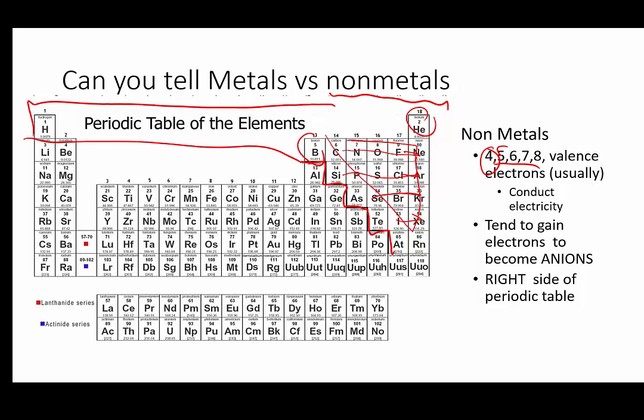So when you put a metal together with a nonmetal, the nonmetal has a greater attraction for the electrons and tends to steal them away. It tends to gain electrons and become negatively charged. That's what this anion thing is here, a negatively charged ion. Nonmetals tend to be on the right-hand side of the periodic table.